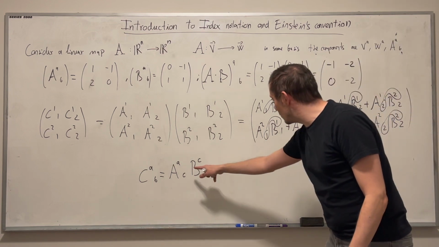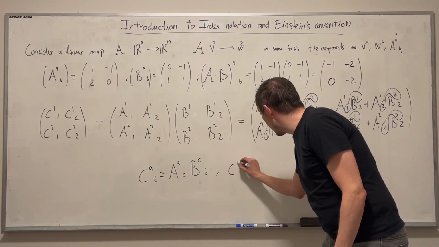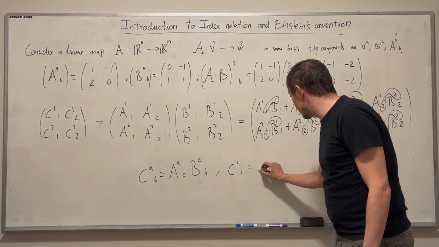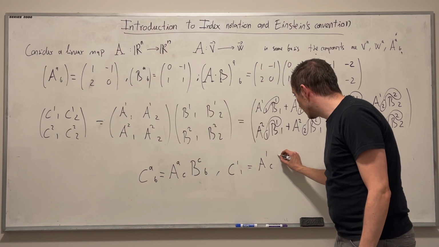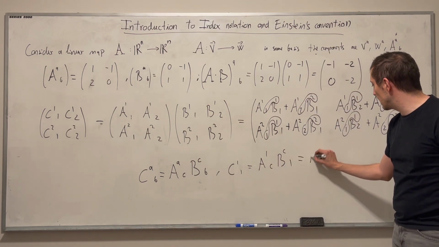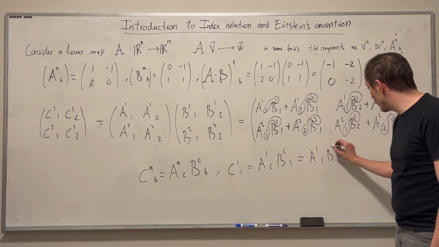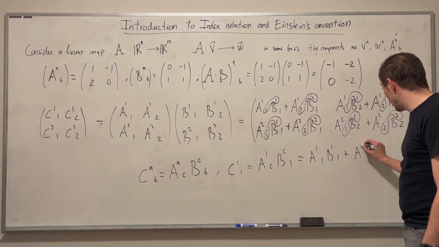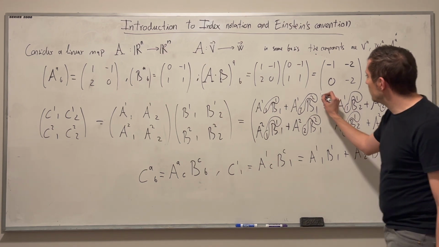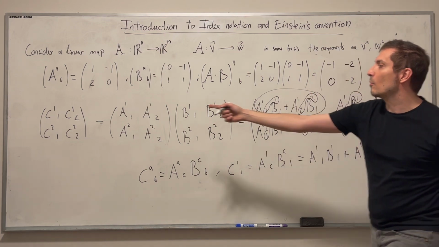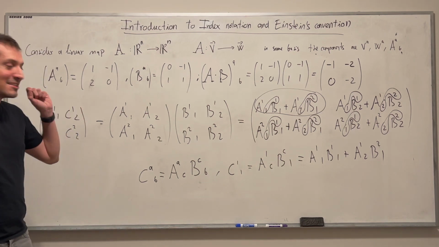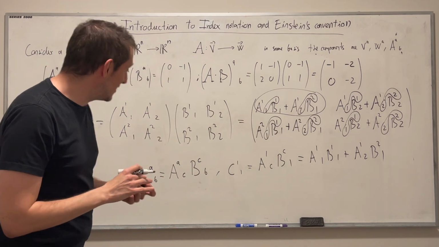Let's find out what C11 is. Well, for C11, what I have to do is change the A for a 1 and the B for a 1. And I get that this is A1c, Bc1. And this is an Einstein sum, so c goes from 1 to 2 in this case. So A11, B11 plus A12, B21. And that coincides exactly with the entry C11 of this matrix. Alright, so look, hopefully now you start to see the power of index notation.